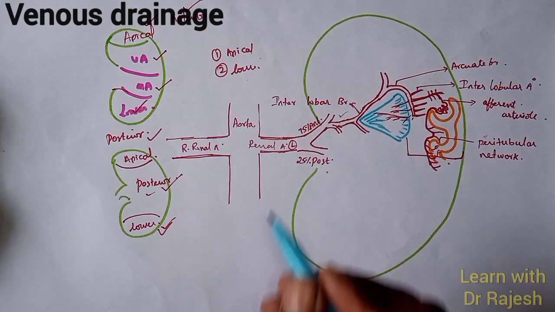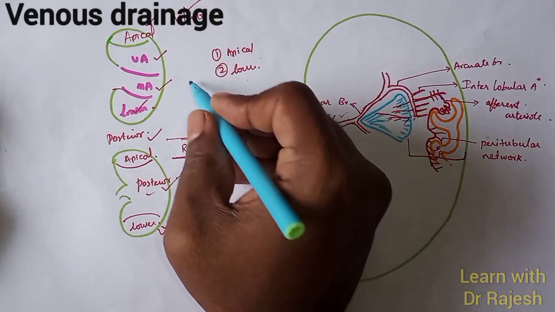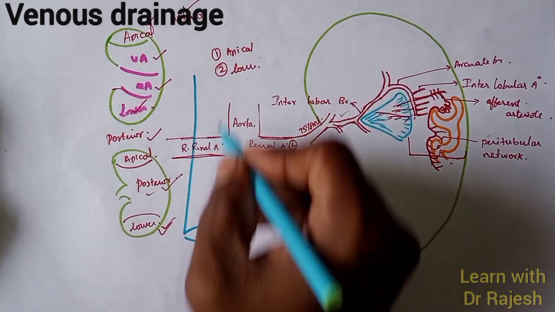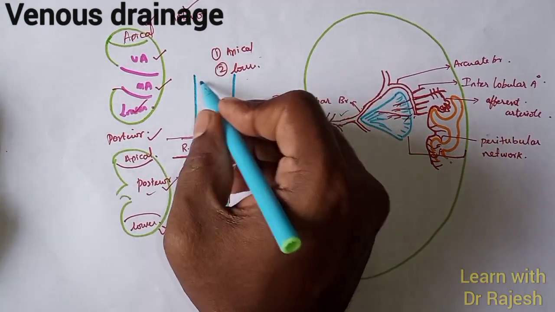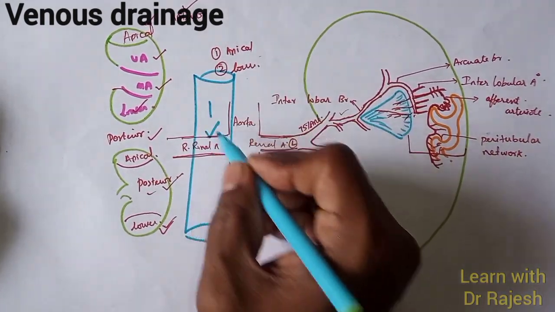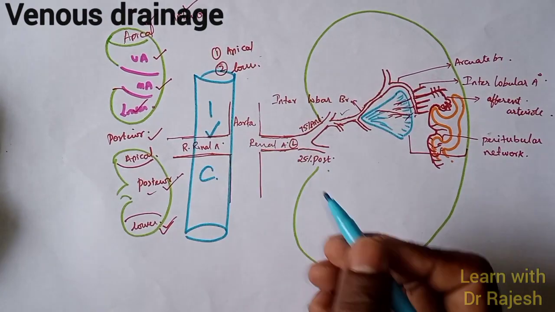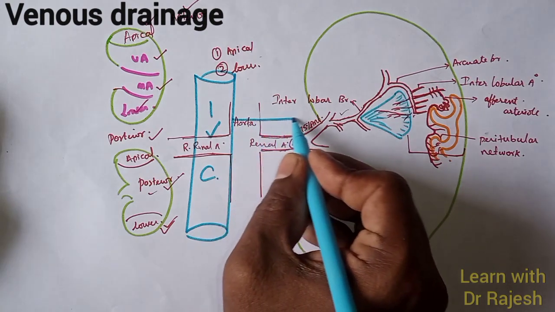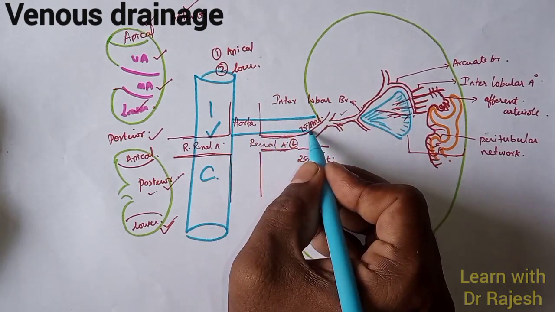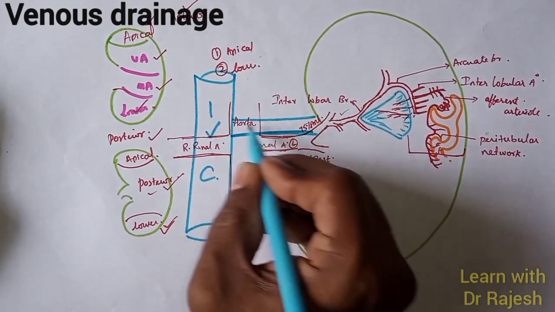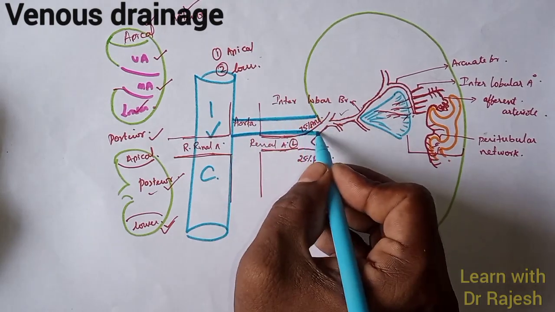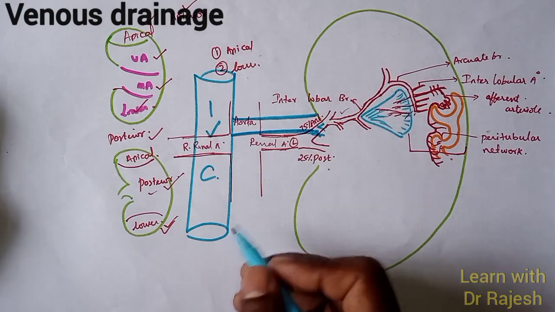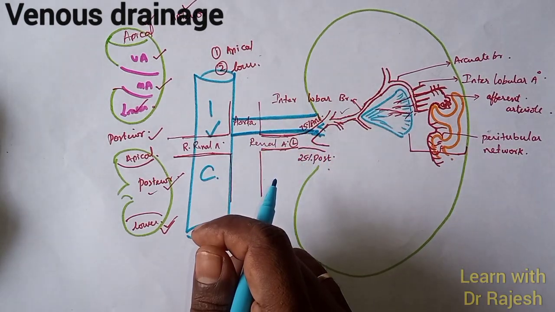Next, let's study the venous drainage. The kidney is drained by IVC. So what we are drawing right now is the IVC. Okay, so the left renal vein is longer than that of the right renal vein. So you can consider this as a left renal vein. This left renal vein is longer than that of the right renal vein, and it is more anteriorly placed.